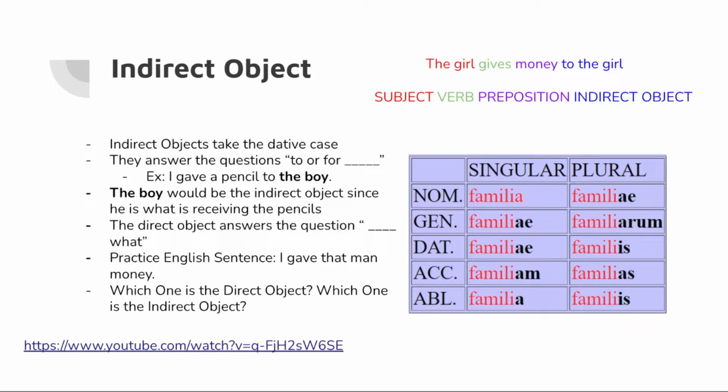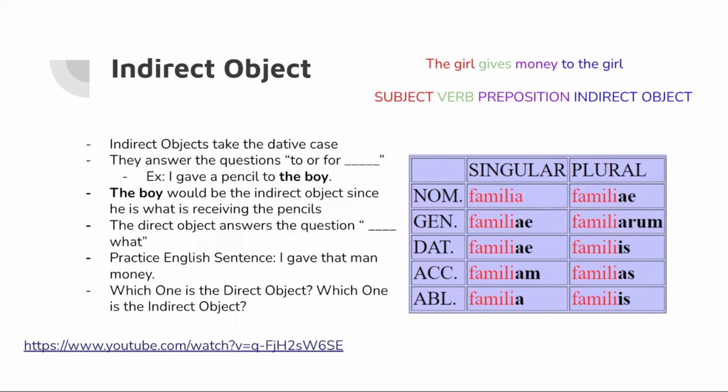The direct object always answers the question what. So in the sentence above, the pencil would be the direct object and the boy would be the indirect object, who is receiving the direct object, or the pencil. So another practice English sentence: I gave that man money. Which one is the direct object and which one is the indirect object? So what are you actually giving? You're giving money and you're giving it to that man. So what you're actually giving is the direct object. So the money is the direct object, and who's receiving the money is the indirect object. So the man is the indirect object.